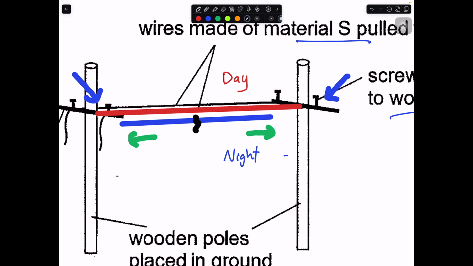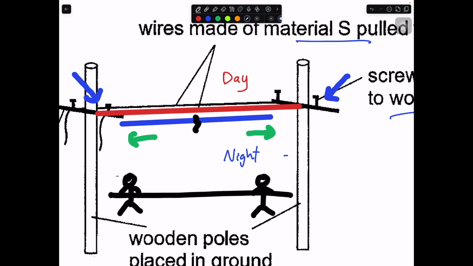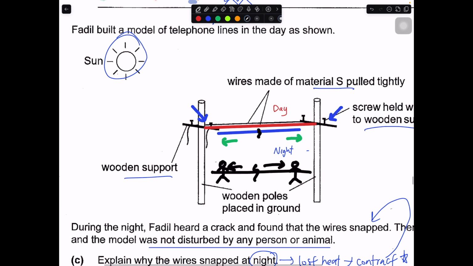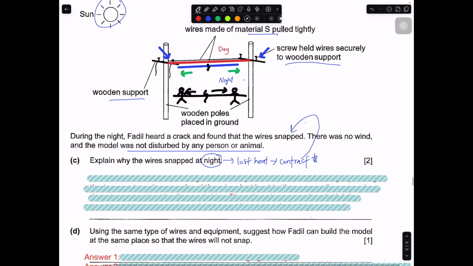Okay, it's like a tug of war. There's a person on the two ends pulling the rope. Eventually, if the rope is not strong enough, the rope might snap in the middle. So this is what it means. Let me show you on this part.